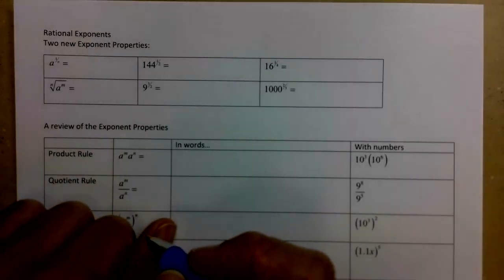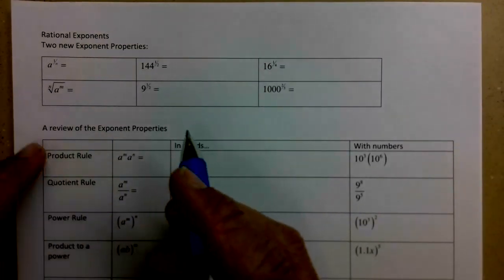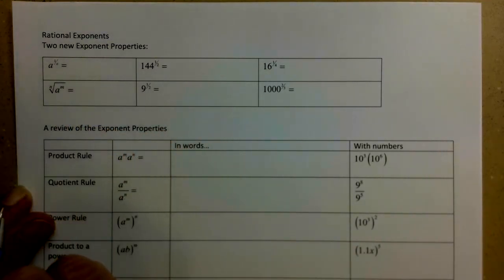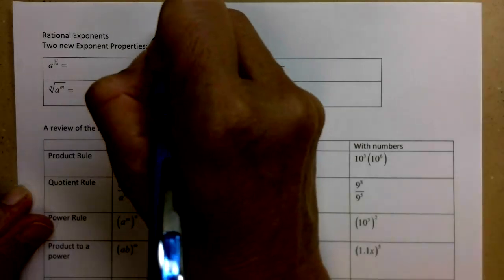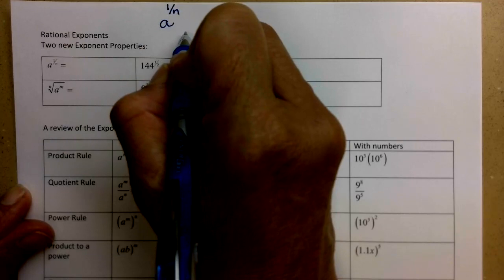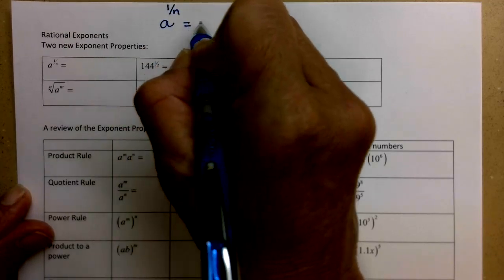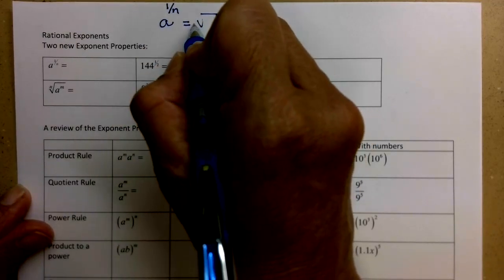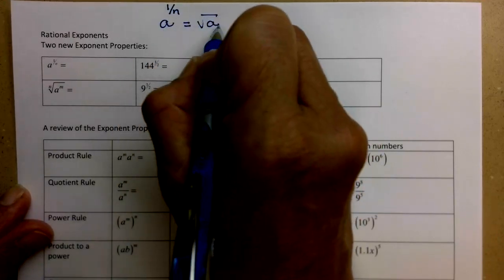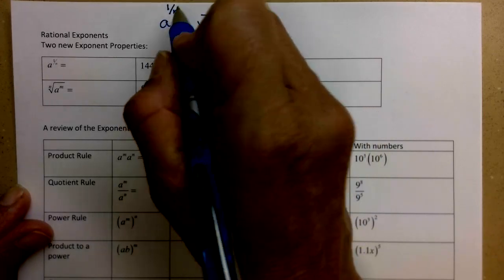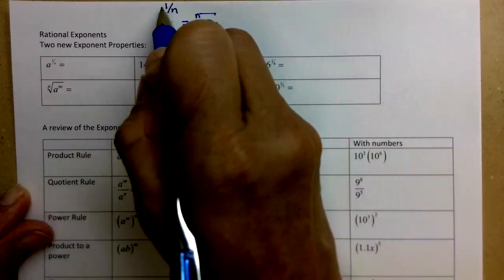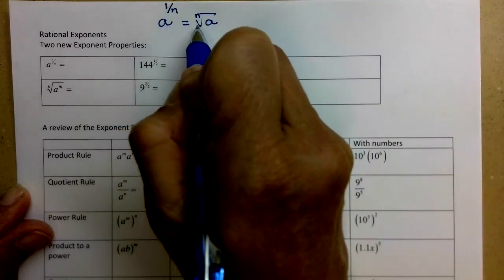So now I'm going to talk about two new exponent properties. These are properties we use if our exponent is a fraction. So if I have a base and it's raised to the 1 over nth power, I can rewrite that as a radical. The base is the radicand, so the a is the radicand, and then the denominator in your fraction is the index. So a raised to the 1 over n is the same thing as the nth root of a.